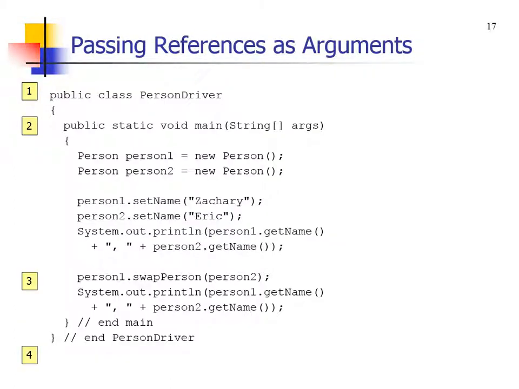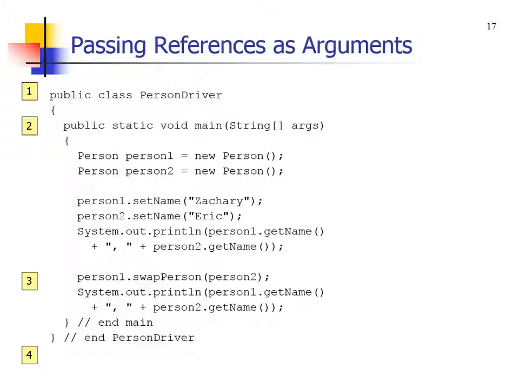So how do we do this? Let's walk through the main method. We've identified two person objects that are instantiated, right? Person 1, person 2. We use the set name mutator to assign Zachary to the first person, right? Here's where we're mutating it.